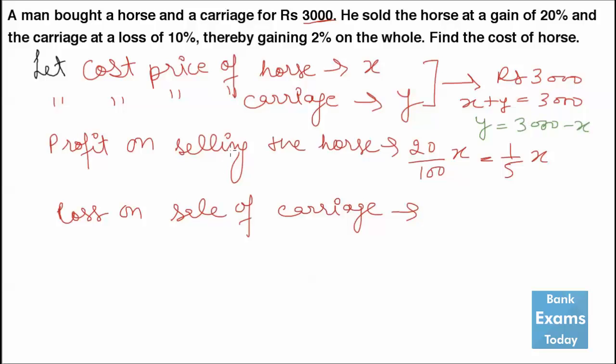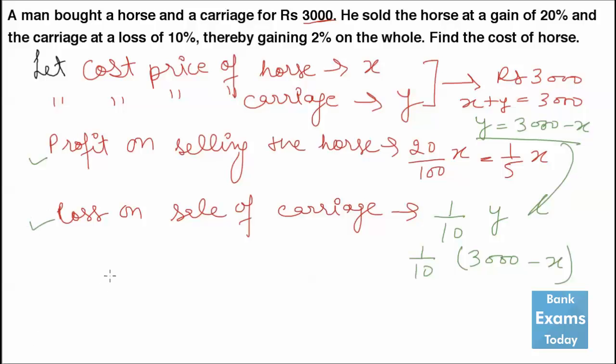So the loss on the carriage is 10% of the cost of carriage. So it is 1/10 of Y, and put the value of Y here. So it is 1/10 of 3000 minus X. So he made some profit by selling the horse, and then he made some loss by selling the carriage, and thereby he earned 2% on the whole, 2% of 3000, and that is 60 rupees.